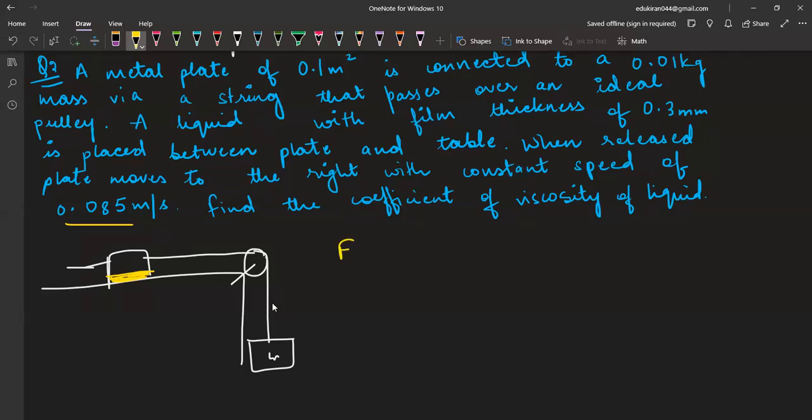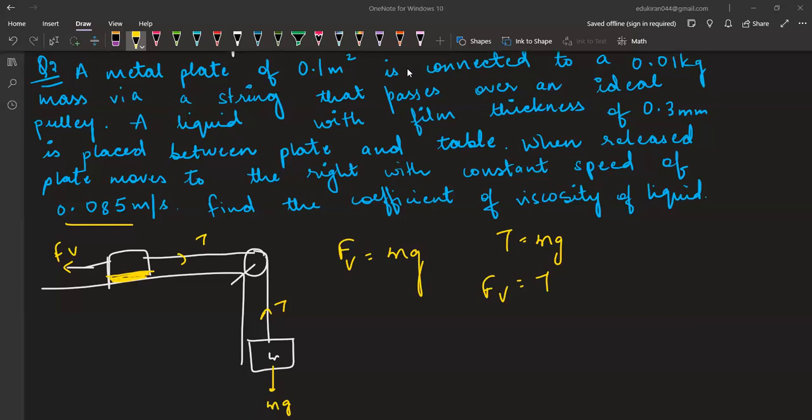See, basically the force you have to find out. What is unknown? Unknown is the coefficient of viscosity. So here the tension or the force that will be acting, this tension will be equal to the viscous force and this tension will be equal to the weight. So both the tensions are same. If tension is equal to mg, and viscous force is equal to tension, we can say viscous force is equal to mg.